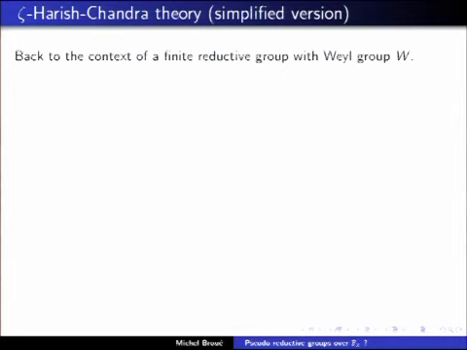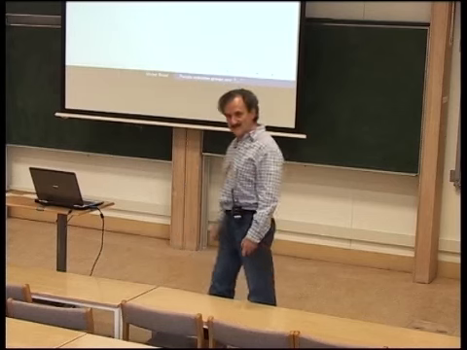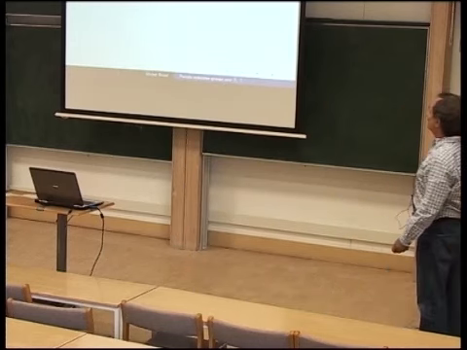Let me go on with the ordinary theory of a finite group. Harish-Chandra theory can be generalized. Let me give you just a simplified version of this generalization. So back to the context of a finite reductive group with a Weil group W. And choose a zeta regular element. What's that? It's an element which has an eigenvector attached to the eigenvalue zeta. Zeta is a root of unity, which doesn't live in any of the reflecting hyperplanes, which is the set of regular points of the space of representation.